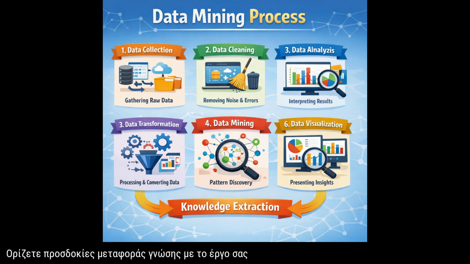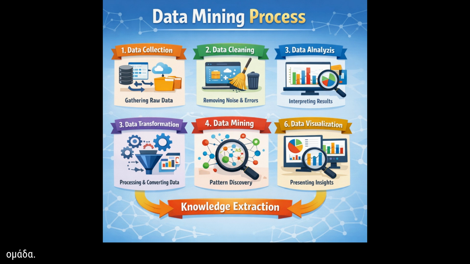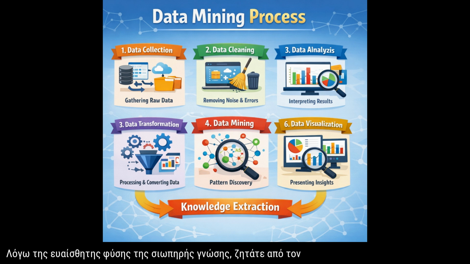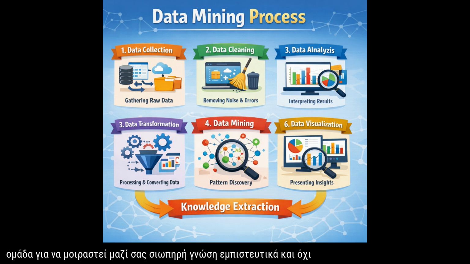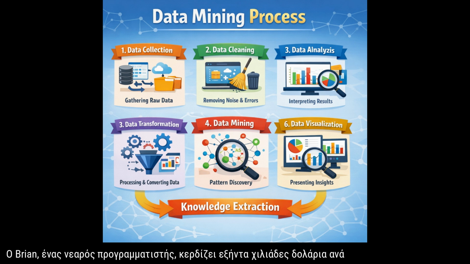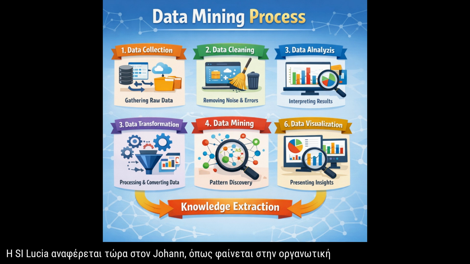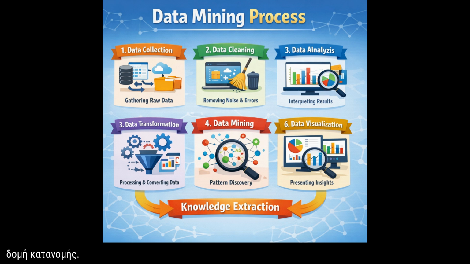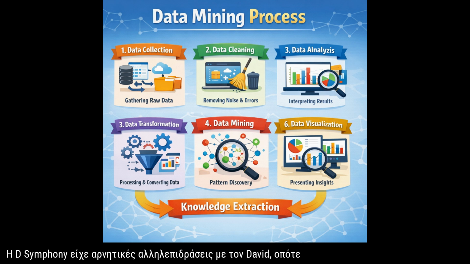You are setting knowledge transfer expectations with your project team. Due to the sensitive nature of tacit knowledge, you ask the team to share tacit knowledge with you confidentially rather than voicing it publicly. Which of the following is an example of tacit knowledge? A. A tailor works 35 hours per week, as stated in her contract. B. Brian, a junior developer, earns $60,000 per year. C. Lucia now reports to Johan as shown in the organizational breakdown structure. D. Symphony has had negative interactions with David, so she prefers not to work with him.